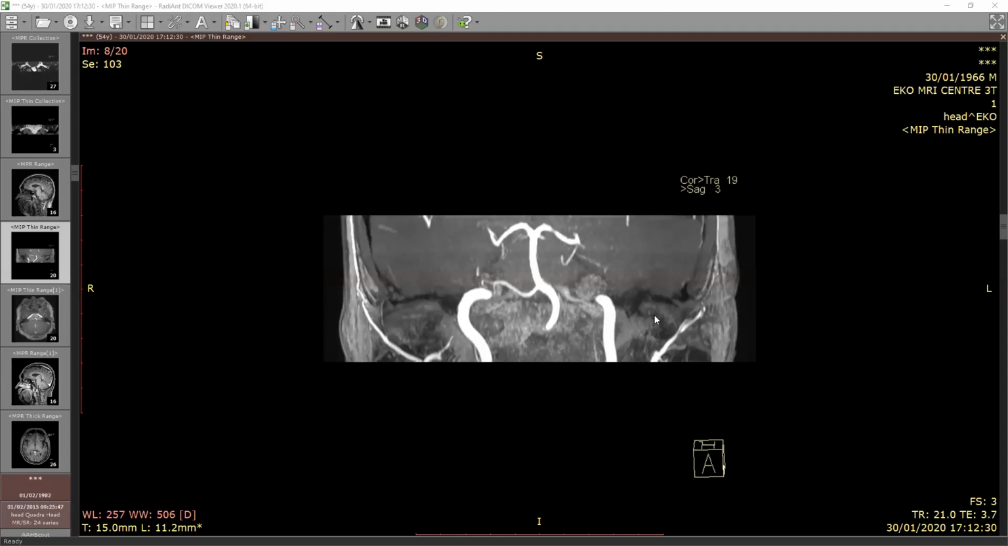Functional MRI, as Dr. Prateek has mentioned, is a huge topic in itself, and we can't do that in such a short span of time.